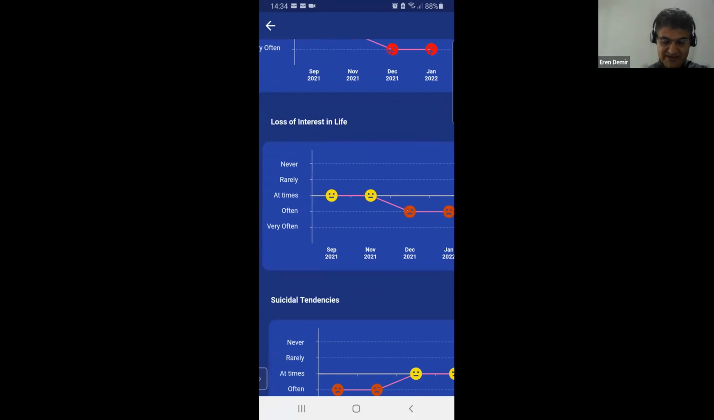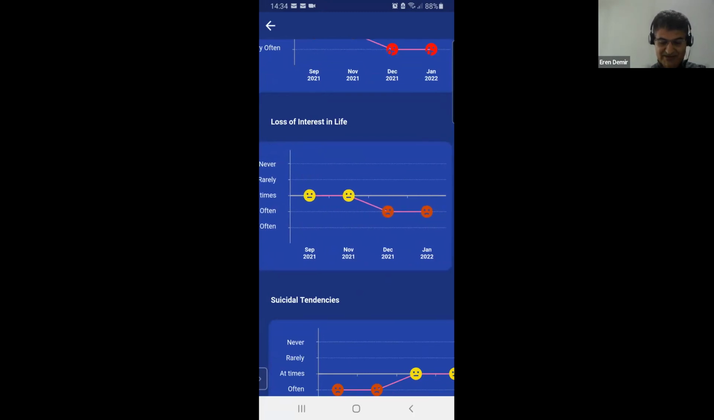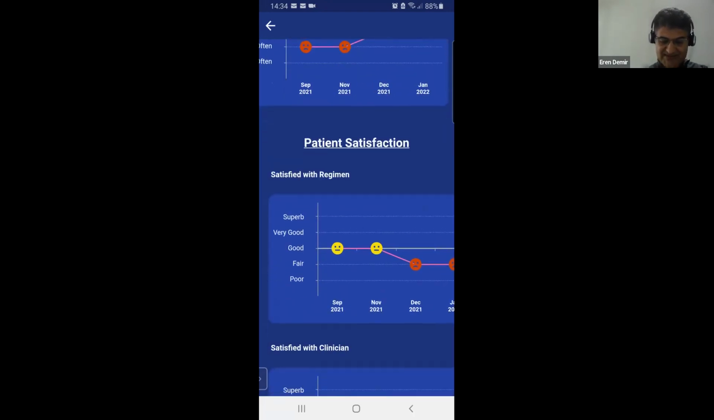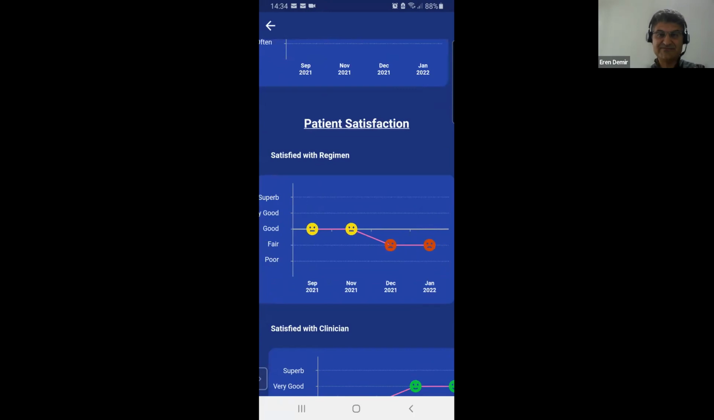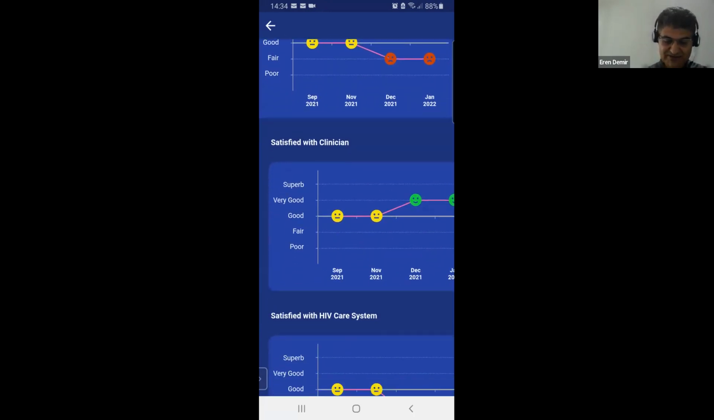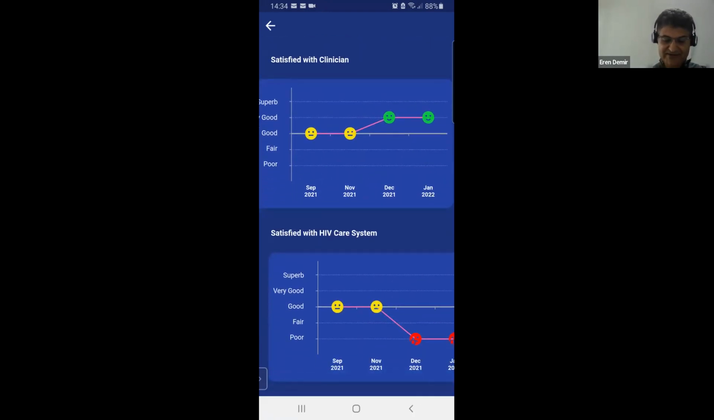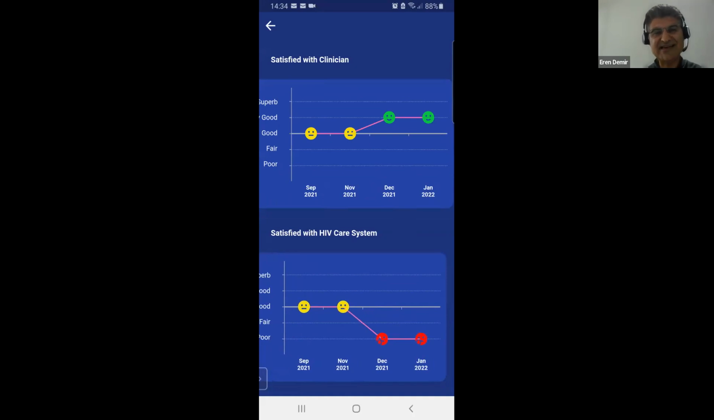There's loss of interest in life. So there are suicidal tendencies going on. At times, the patient is not satisfied with their regimen. So, the side effects, some of the causes of not adhering. They are happy with their clinician, but they're not very happy with the HIV system. So this is where we start measuring satisfaction.